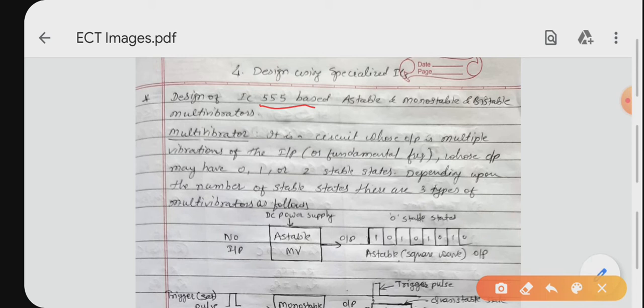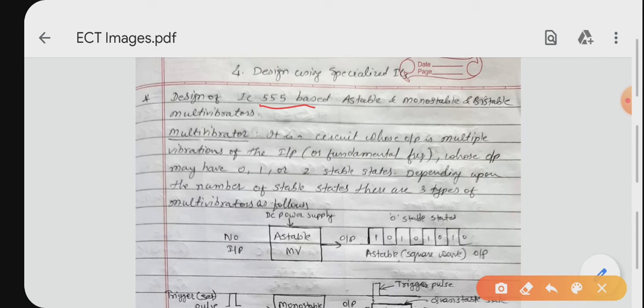Okay, so in this chapter, in your syllabus, astable and monostable circuits are there for the design. Basically, IC 555 can be used in three modes: astable mode, monostable mode and bistable mode. We will discuss them one by one. So what is basically a multivibrator?